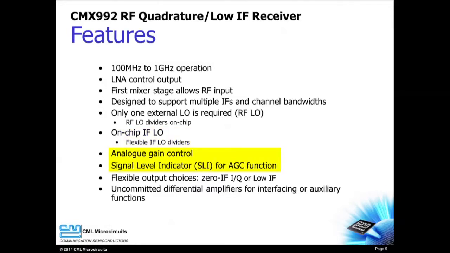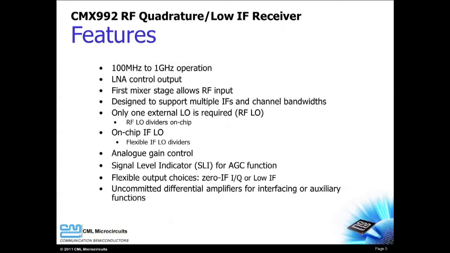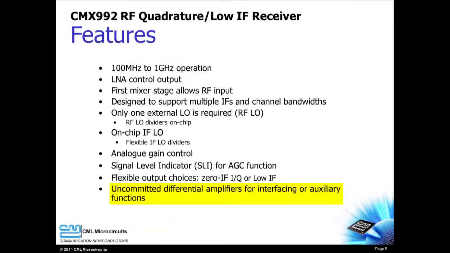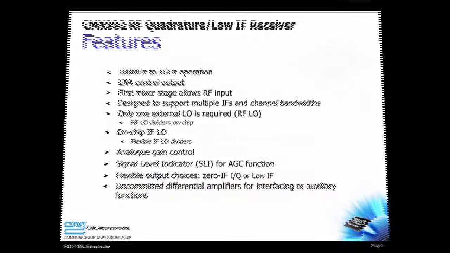The analog gain control and signal level indicator can be used by your host controller to perform an automatic gain control function. The CMX992 has flexible outputs. Both 0 Hz I&Q outputs and low IF outputs are supported. Uncommitted amplifiers allow the elimination of external op-amps, saving board space and parts cost.